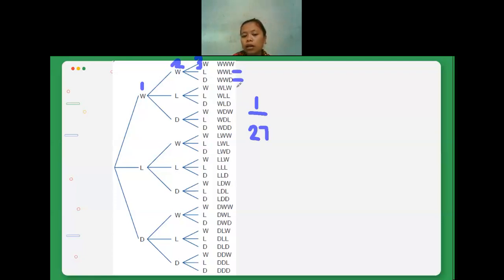Let us try to label them, so later it will be easier. The answer 10 is correct. So all the WWW, and then after that, which one, Erika? WWL, okay. After that, WWD, okay, WLW, okay, WDW, okay, LWW, okay. DWW. And then what else?